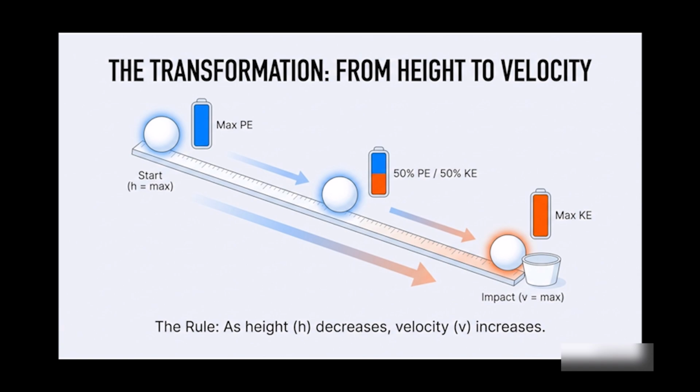The transformation, height to velocity. Energy is a master of this, guys. When an object sits at the top of the ramp, its PE is at a maximum. As it starts to roll down, the height decreases while its velocity increases. The energy isn't disappearing. It's just trading its height for speed.